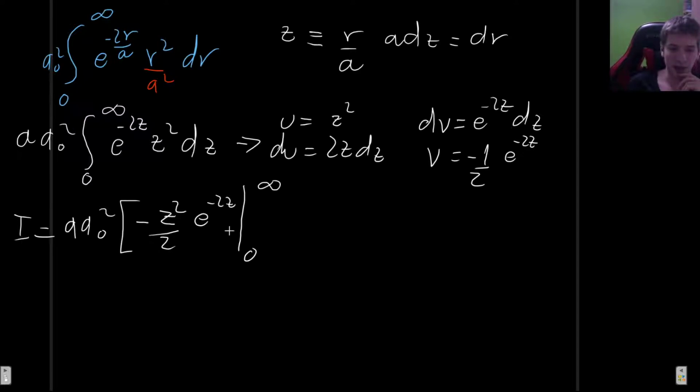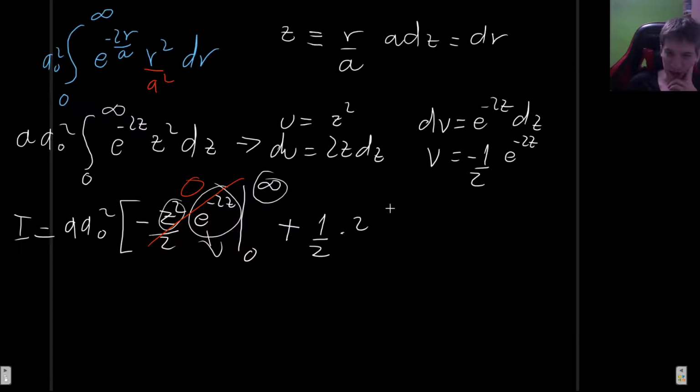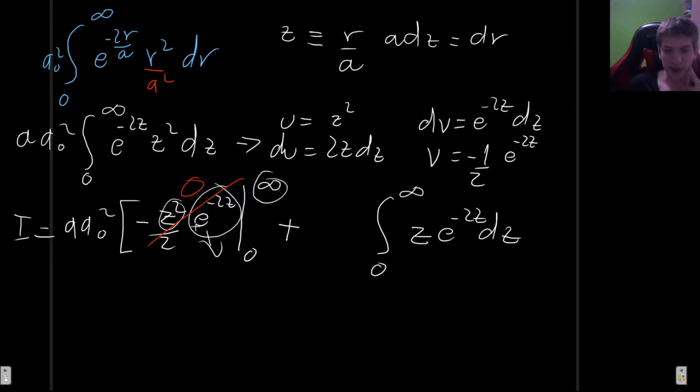But let's take a look at this. When you evaluate at infinity, this term right here goes to 0 faster than this goes to infinity. So when you evaluate it at infinity, this is just going to be 0. And when you evaluate it at 0, this is 1 and this is 0. So basically this term is just 0 in both cases, so it just goes away. And then we have minus this times this. But this already has a minus, so we can just write plus 1/2 times 2, because there's a 2 there, integral of 0 to infinity of z e to the minus 2z dz. So these two will cancel out, and now we have to integrate by parts once again.